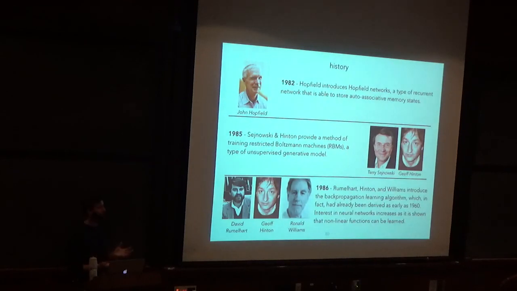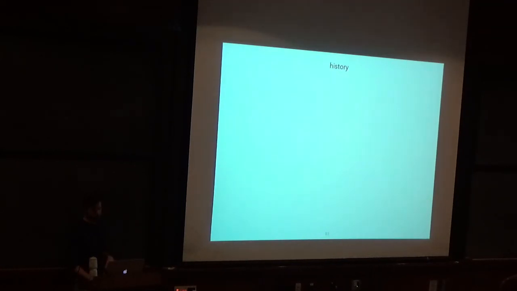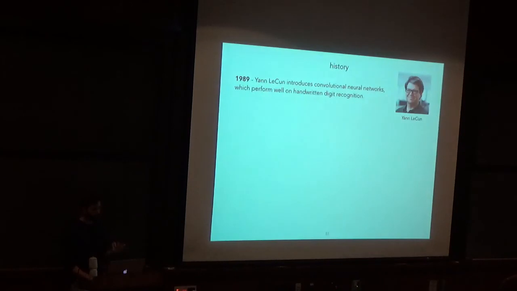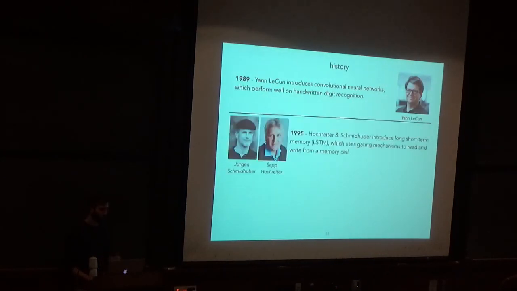And then backpropagation in its current form had been developed a few times previously, but it really was highlighted in 1986 with these three. And then eventually later in that decade, Jan LeCun developed convolutional neural networks. In the 90s, people started looking more and more at recurrent neural networks, like the long short-term memory, or LSTM, which is still very much in use to this day.